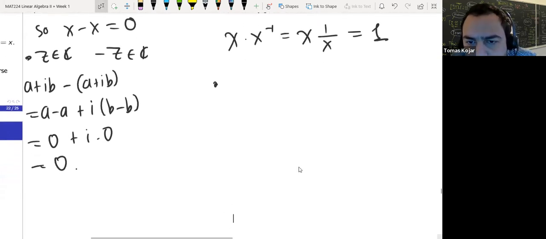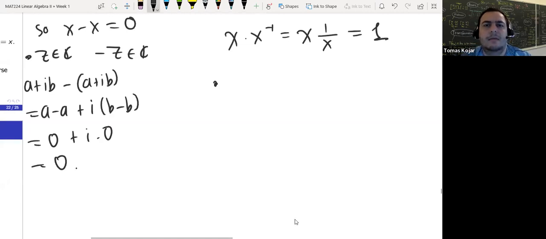Minus I is I cubed. Yes, that's right. Minus I is I cubed. We didn't have any triple products, did we? I don't remember. Okay. It was always 2 of them.